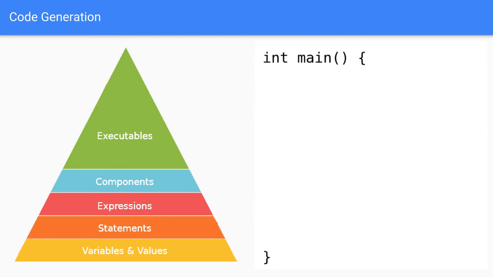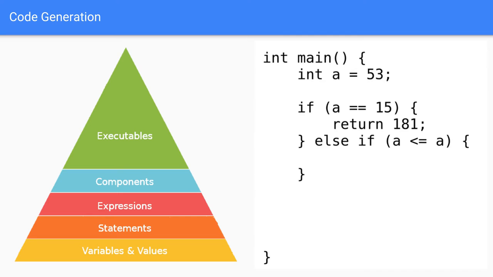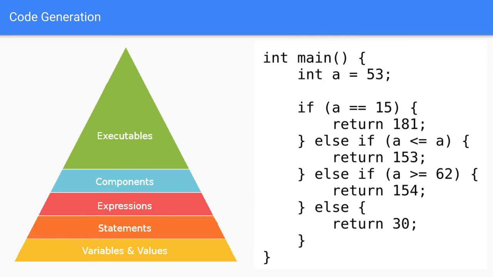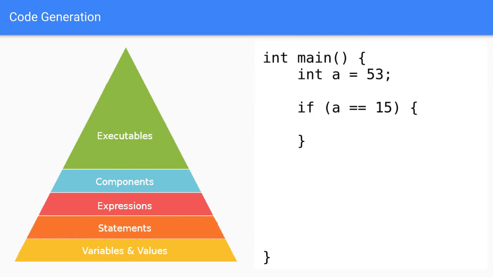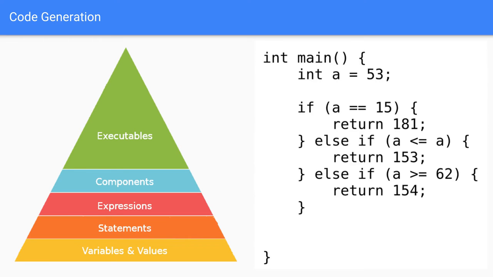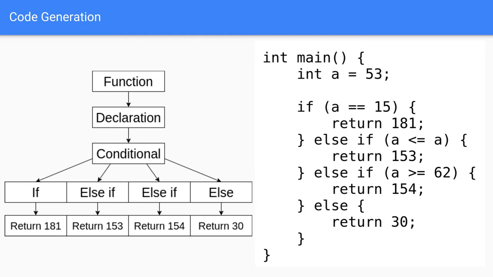Take, for example, the code on the right side of the screen. When GenCode generates a function like this, what it's really doing is stringing together a series of executable objects. In the end, GenCode is left with a data structure similar to what is seen on the left side of the screen. In this case, there is a function, main, that should execute, and within that, there's a declaration, int a equals 53, that is followed by a conditional with 4 branches, each of which has its own return statement. This data structure is crucial to GenCode's generation algorithm.